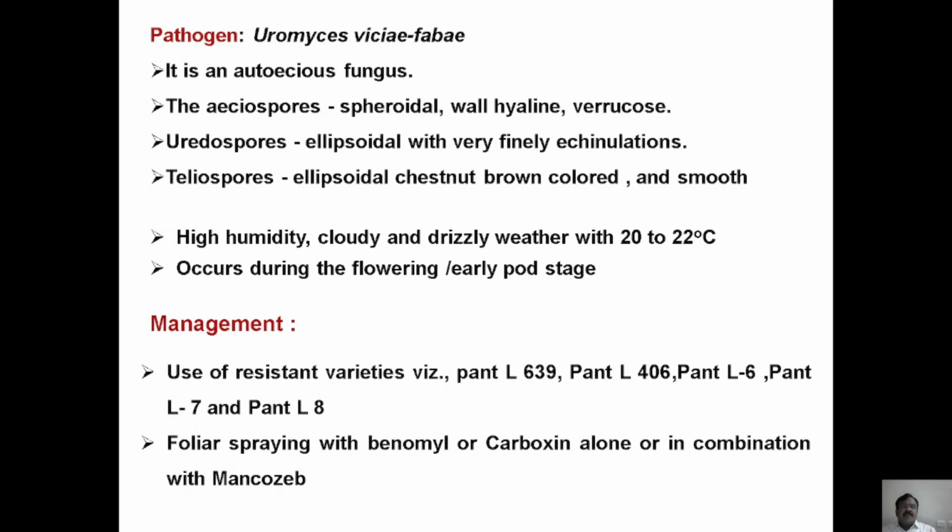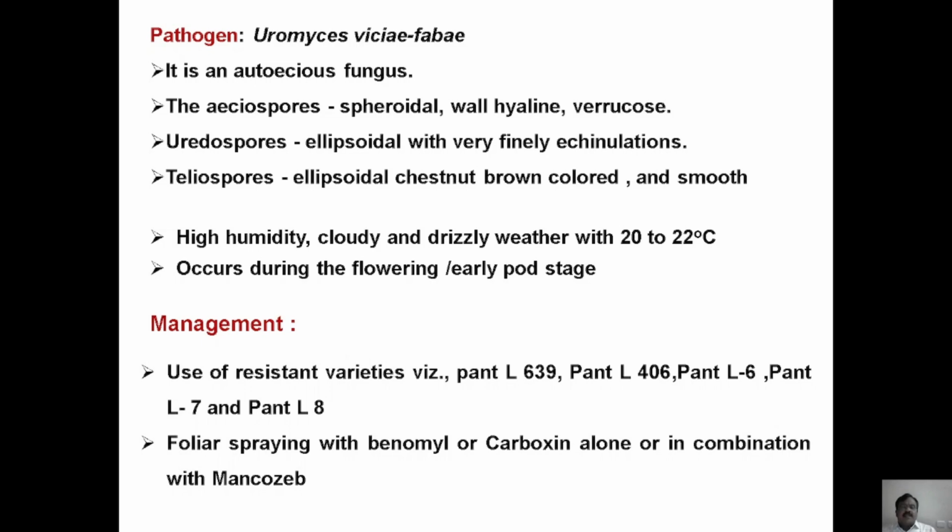smooth wall. High humidity, cloudy and drizzling weather favors the development of the disease, and a temperature of 20 to 22 degrees favors the development. The disease occurs especially during the flowering or early pod stage.